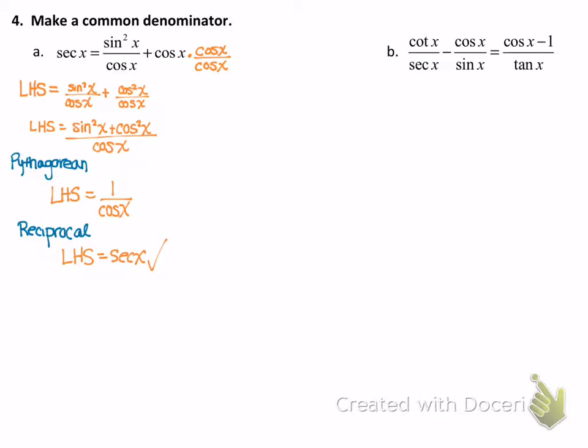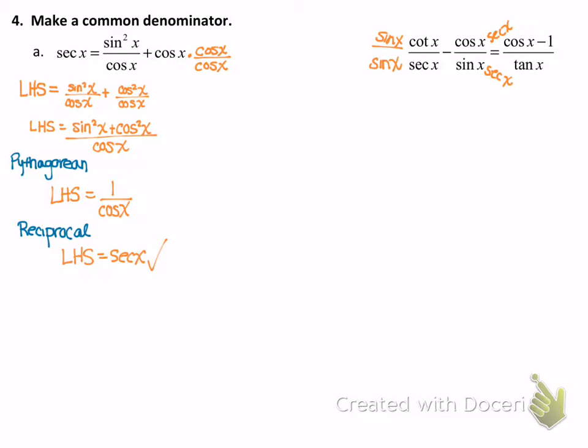Okay, so for B, it's more complicated because we have both of these terms, the first and the second, and both need to have a common denominator. So the left side is actually the more complicated side. So what we're going to end up doing is multiplying this left term times sine x over sine x, and then the right one times secant x over secant x.